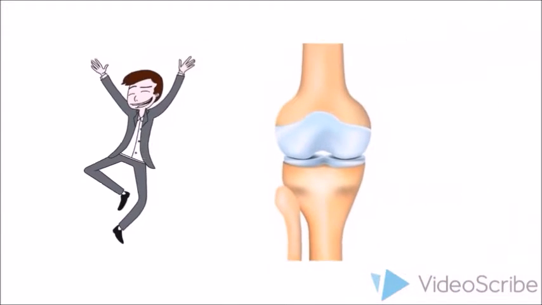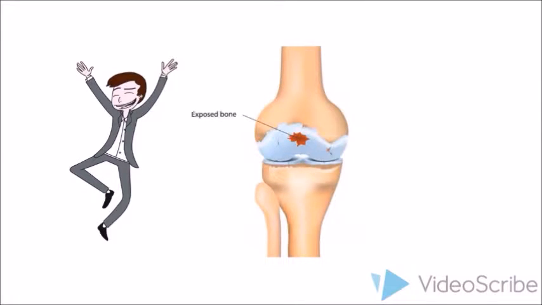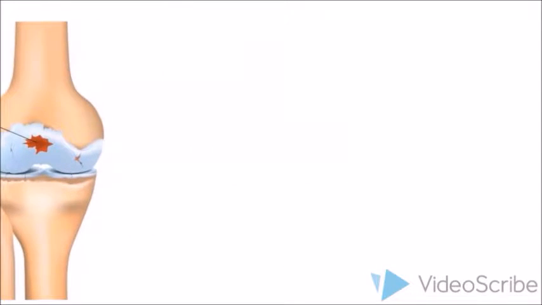Cartilage is also an avascular tissue with limited self-repair capacity. Therefore, when a defect appears due to injury or it wears away with age, bone rubs against bone, causing pain and limiting movement.